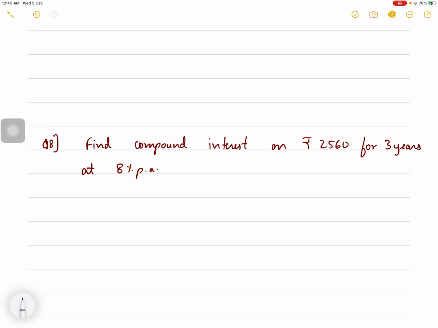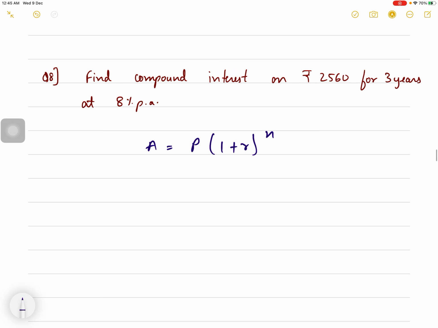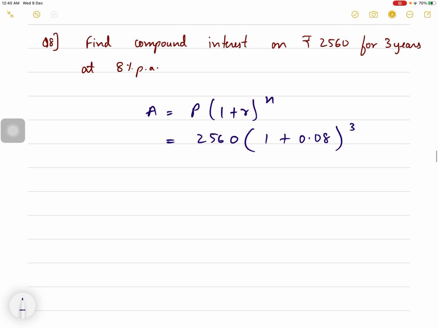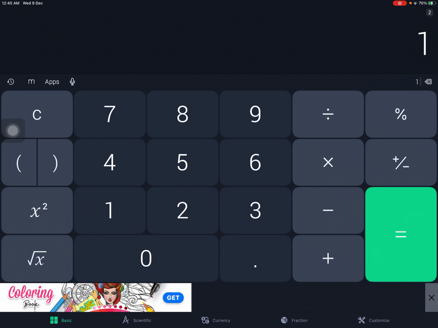Let's see the next problem. Find compound interest on 2,560 for 3 years at 8% per annum. You're supposed to find compound interest. So amount is equal to principal into 1 plus r raised to n. Right? So principal is 2560. 1 plus 0.08 raised to n is 3 years. So 2560 into 1.08 raised to 3. Okay, let's calculate this.